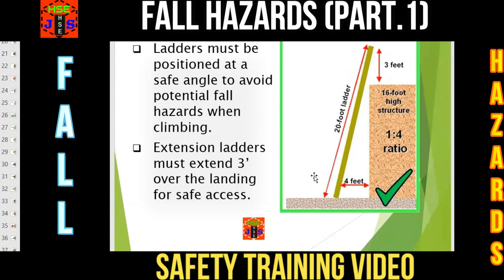Extension ladders must extend 3 feet over the landing for safe access. If this is the landing platform, the ladder top must be 3 feet high above the landing platform. And never forget, the ratio of the ladder is 4:1. For example, if the length of this ladder is 20 feet, the base must be 4 feet from the wall. This is the safe way to use ladders while working temporarily at height. Remember, ladders can be used only for the short duration of work.